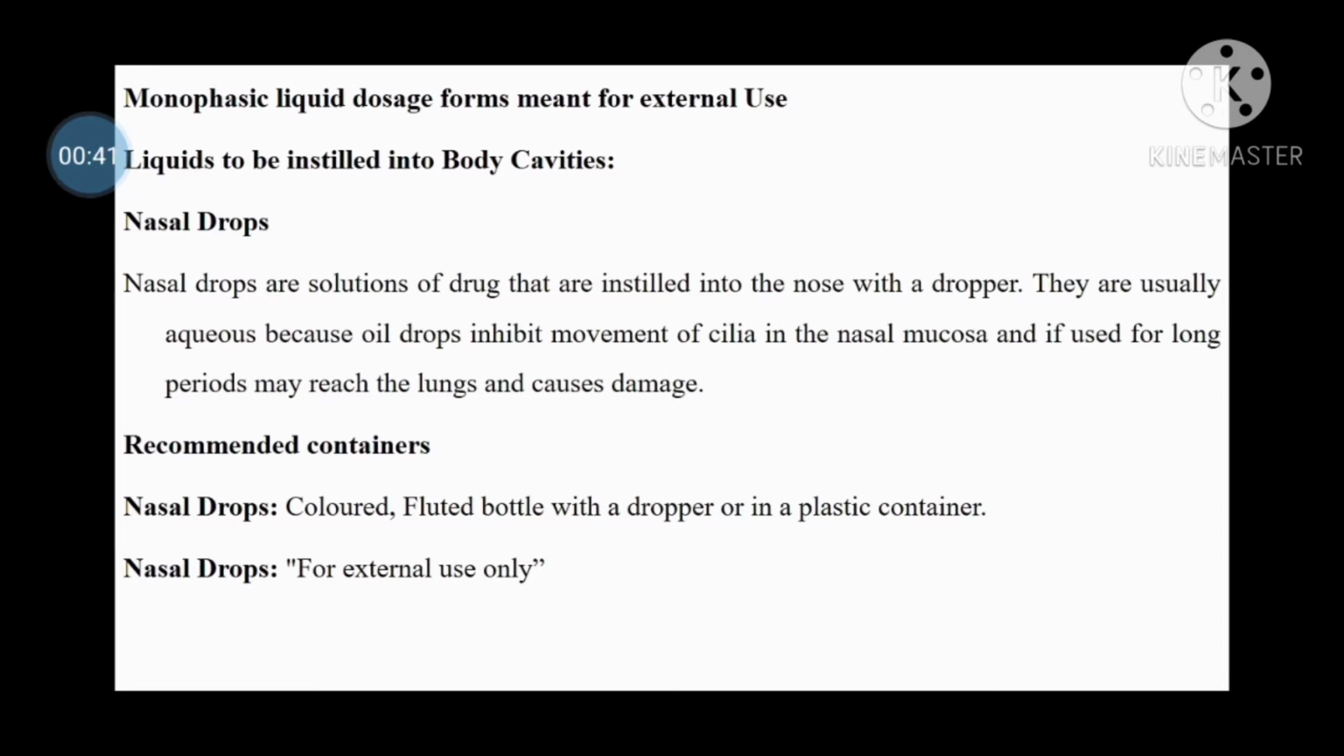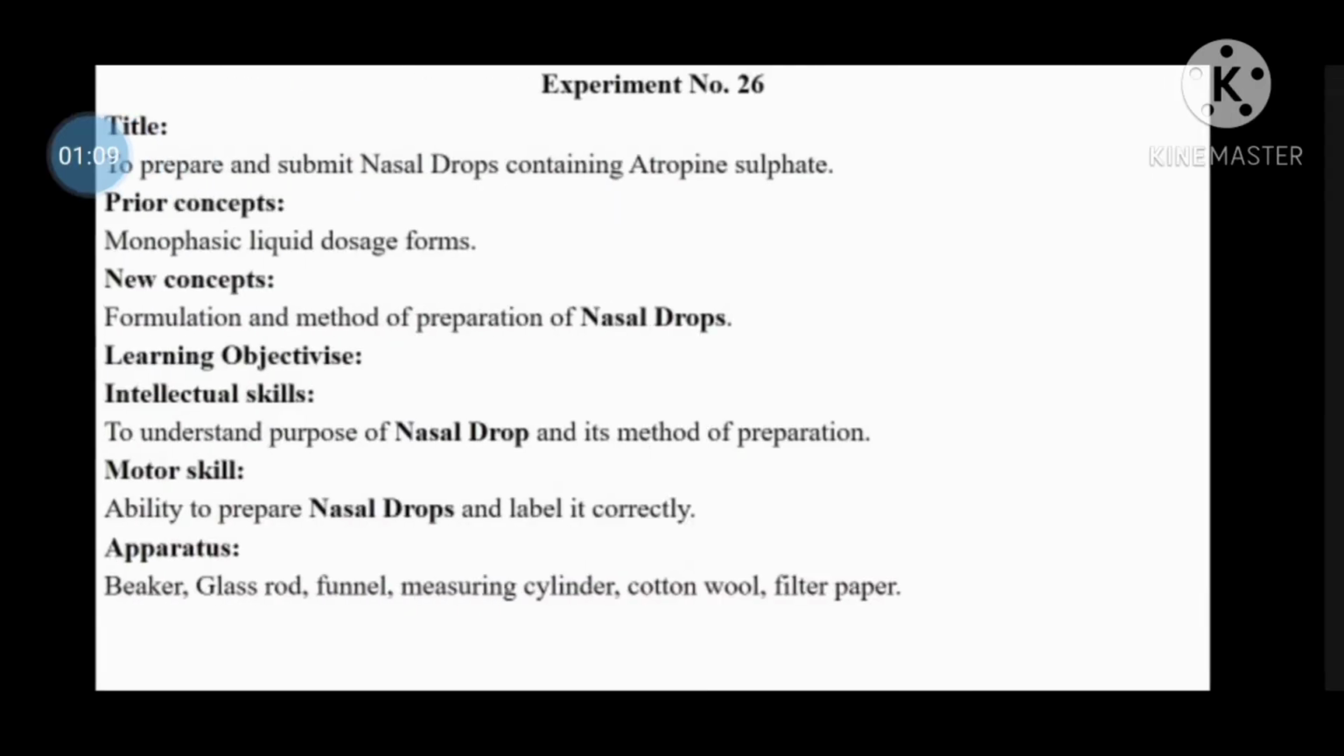They are usually aqueous because oil drops inhibit the movement of cilia in the nasal mucosa, and if used for a long period of time may reach the lungs and cause damage. The recommended containers for nasal drops are a colored fluted bottle with a dropper or a plastic container. Nasal drops have a special direction: for external use only.